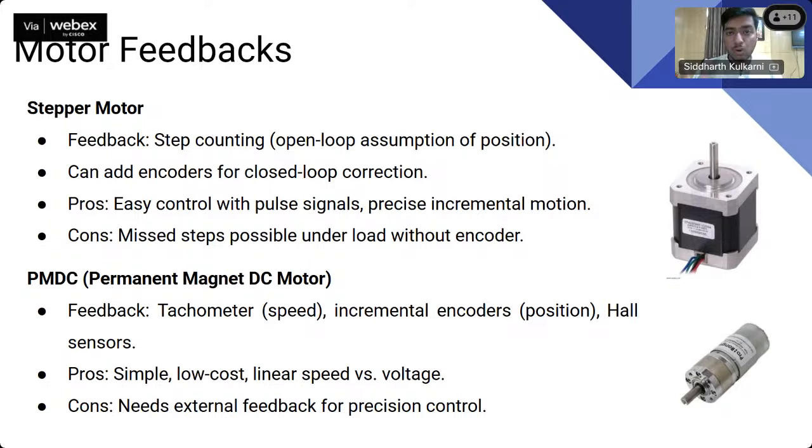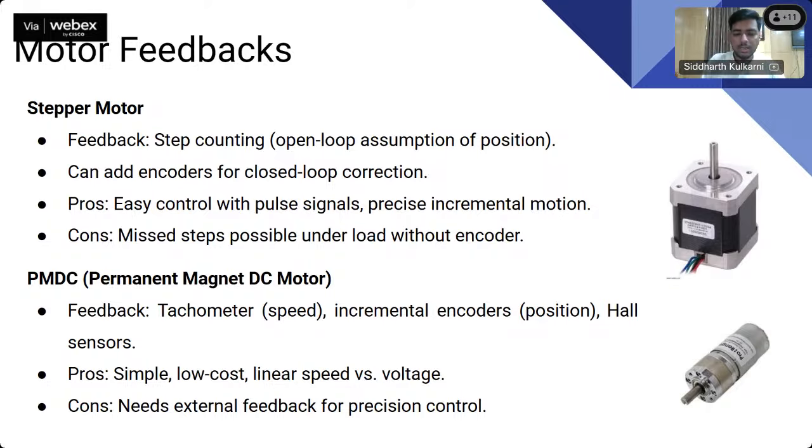Typically, it has four wires: two for coil A, two for coil B. Then there are permanent magnet DC motors. Unlike stepper motors, these have only two terminals. As you connect voltage to these, the motor will start rotating. Permanent magnet DC motors require an encoder to have feedback. Otherwise, you won't be able to get an idea of at what speed your motor is rotating. You won't be able to do RPM control, position control, or any other things.